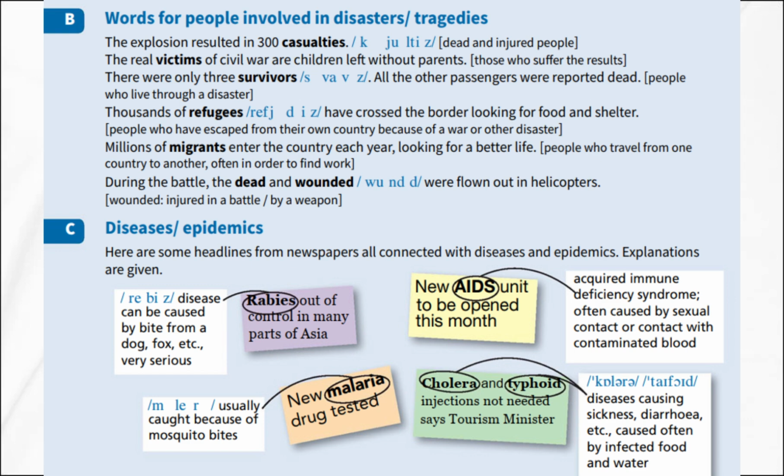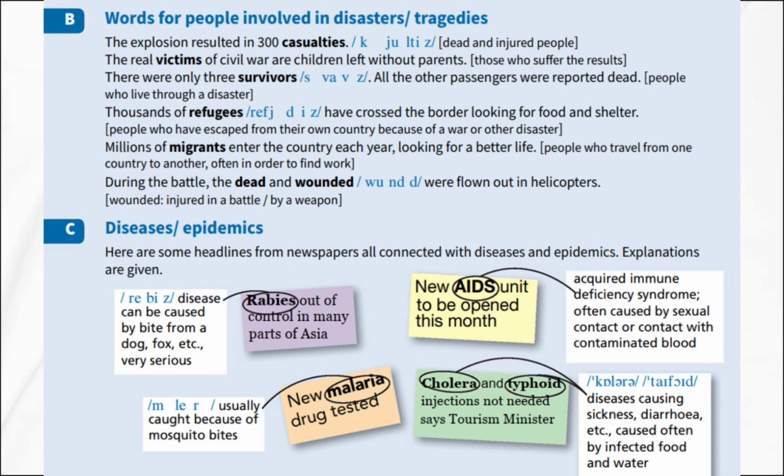There were only 3 survivors. These are the people who lived through the disaster. All the other passengers were reported dead. Thousands of refugees have crossed the border looking for food and shelter. They are people who have escaped from their own country because of a war or other disaster.